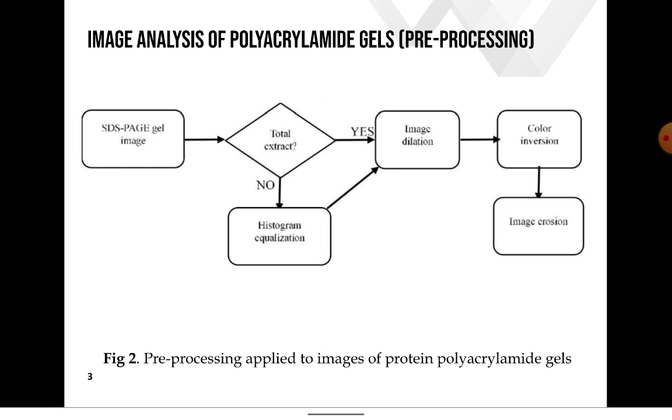Before performing the image pre-processing, it is necessary to identify if the column lines of the total extract have a high concentration of proteins. If so, then it is necessary to make an equalization of the histogram, or if not, it is only necessary to make an image dilation, color inversion, and finally an image erosion.